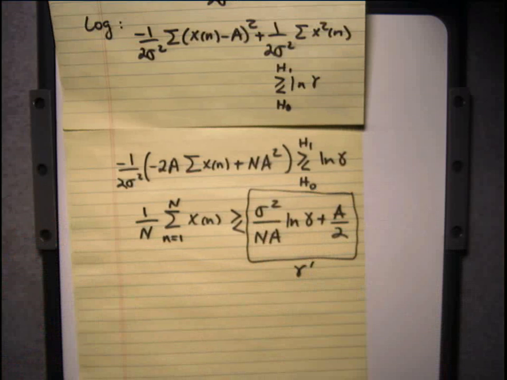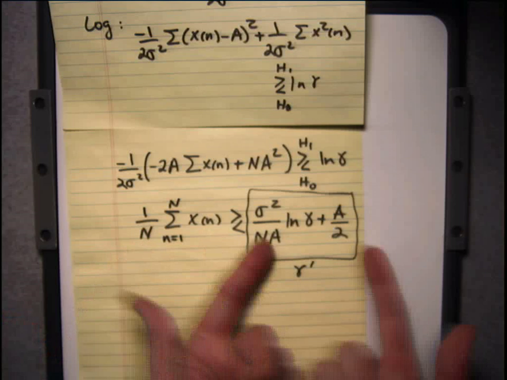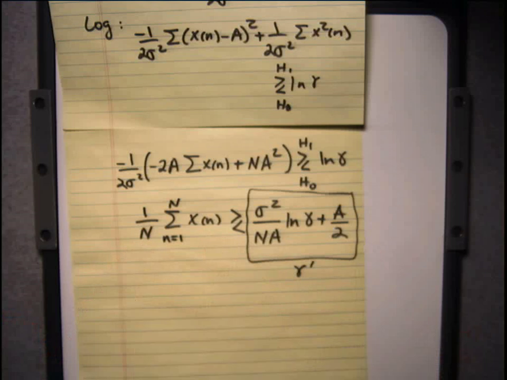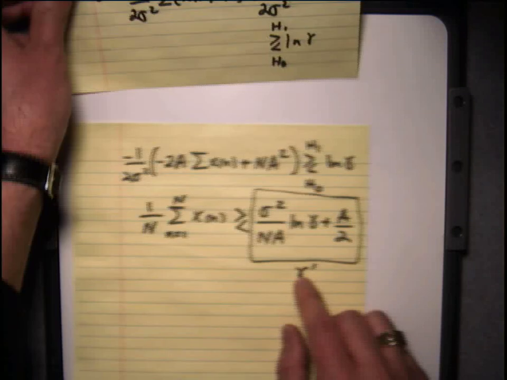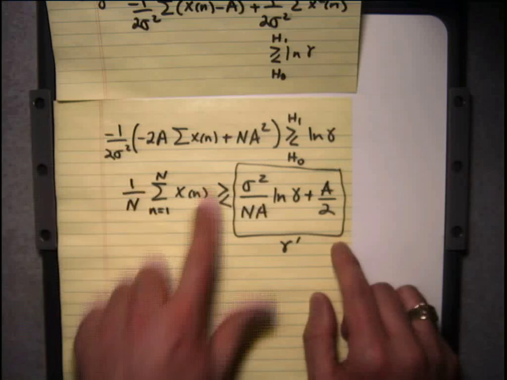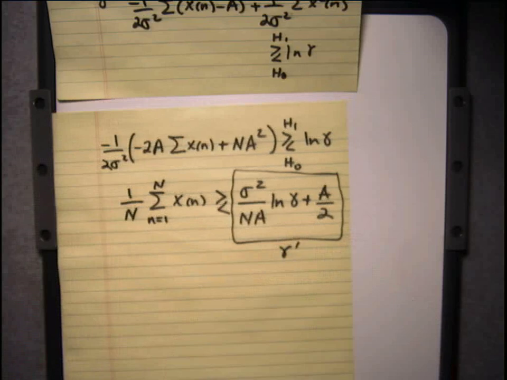Okay. So what does this tell you? It tells you that in the end, once you've simplified everything, your likelihood ratio test basically turned out to be comparing the average of the samples to a threshold. Even though up here it was this ugly looking expression, once you simplified everything all the way down, it became just the average compared to a threshold. Okay?